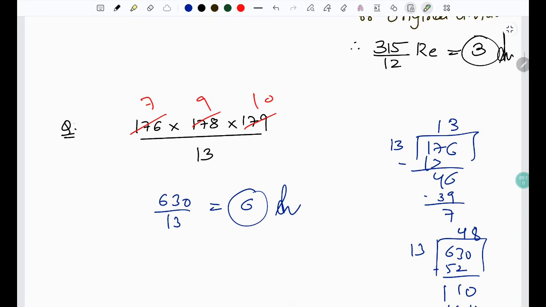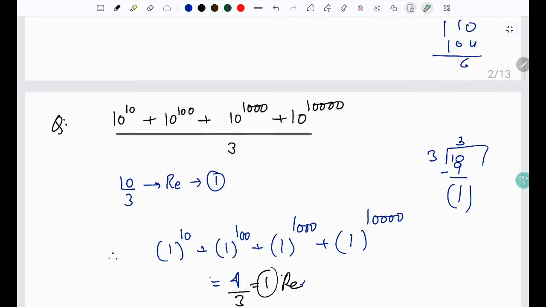Similarly, we have this question where we can check the remainder on dividing 176 by 13. The remainder comes out to be 7, and the next two numbers differ from each other by an addition of 2. Therefore the remainders will also have a difference of positive 2 only, and we'll simply multiply them individually because the original numbers have multiplication between them. So it becomes 7 times 9, 63, times 10, that becomes 630. We'll simply divide 630 by 13 and the remainder will come out to be 6.